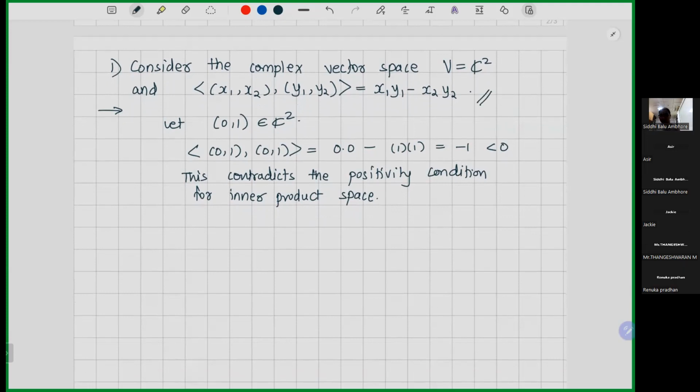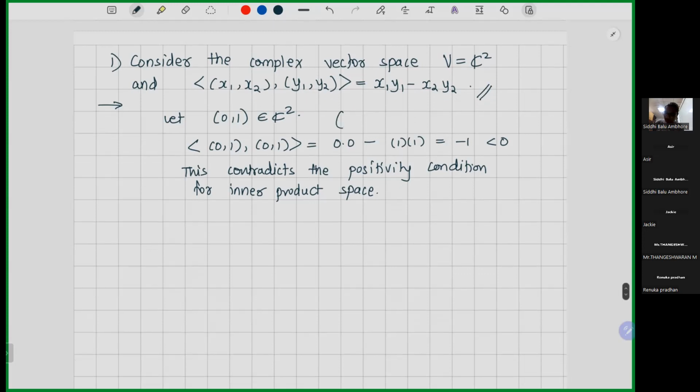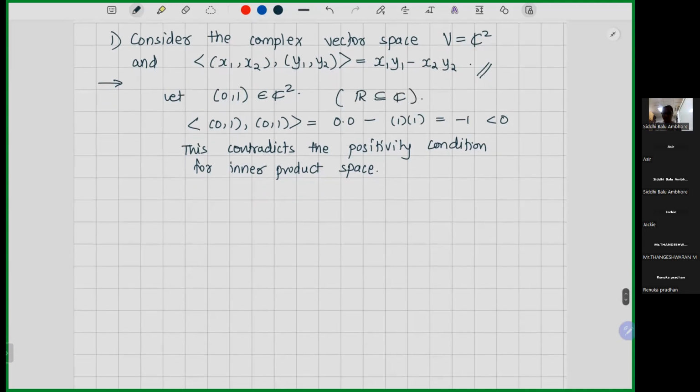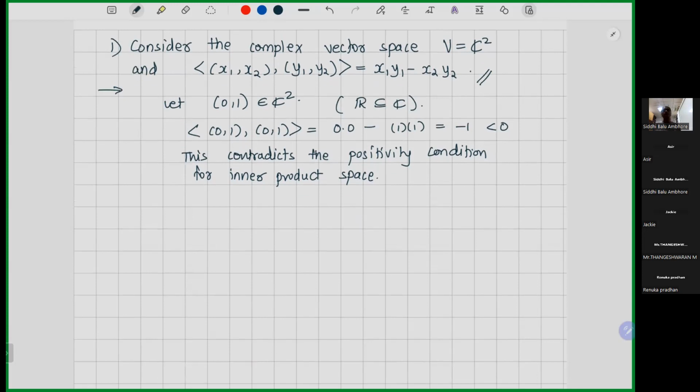Ma'am, whether the example you have taken is real, I mean, the real numbers are also inside complex, right? Okay, understood. So reals are always inside complex, so we don't have to go to complex if reals are itself giving us a counterexample. Let me write this. Okay, so is this clear now? Yes, ma'am, clear.